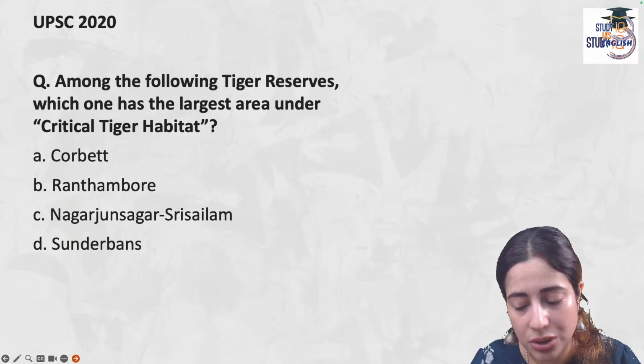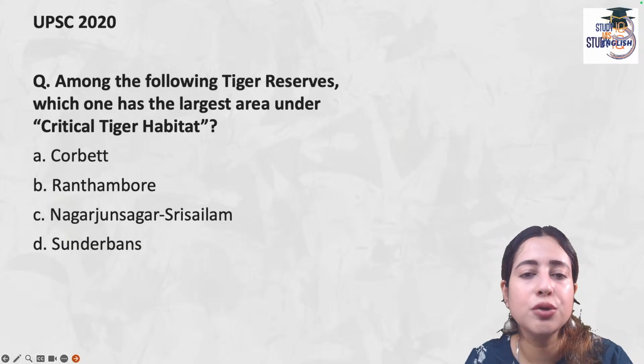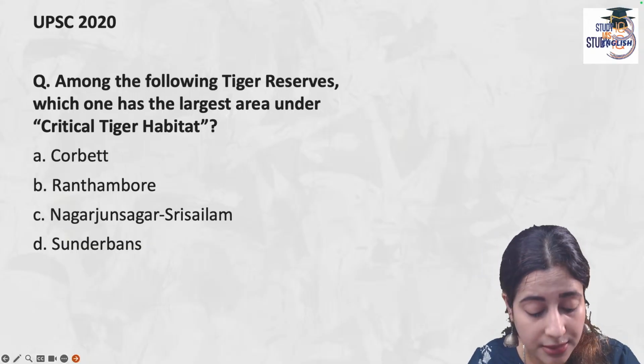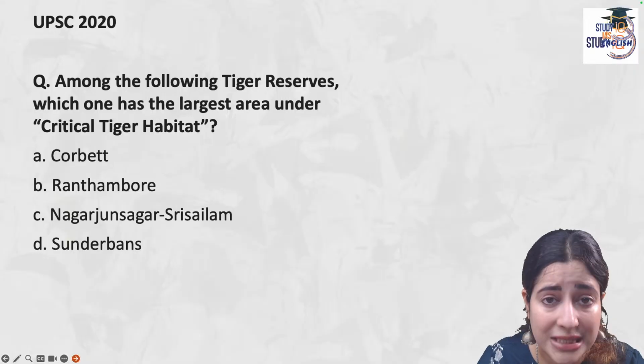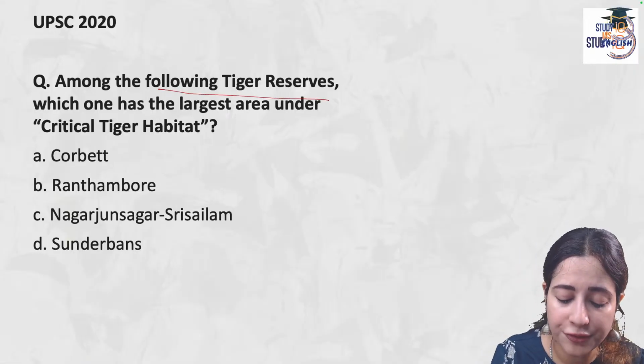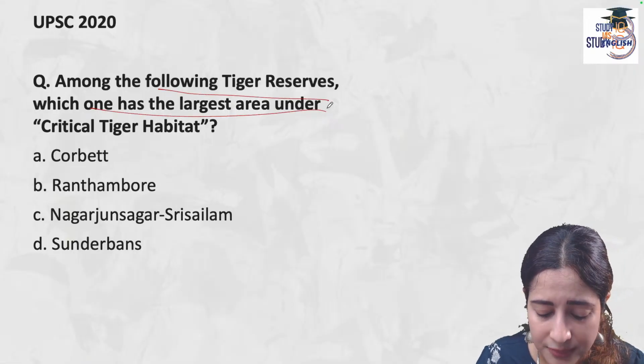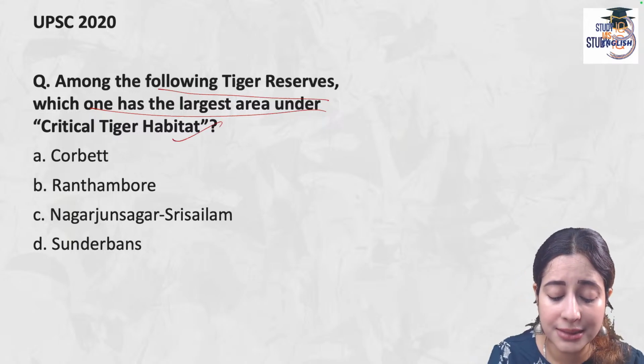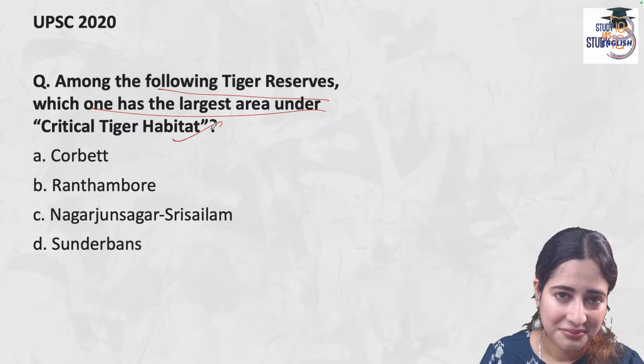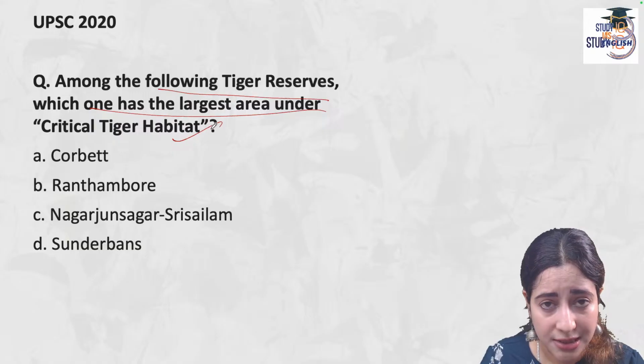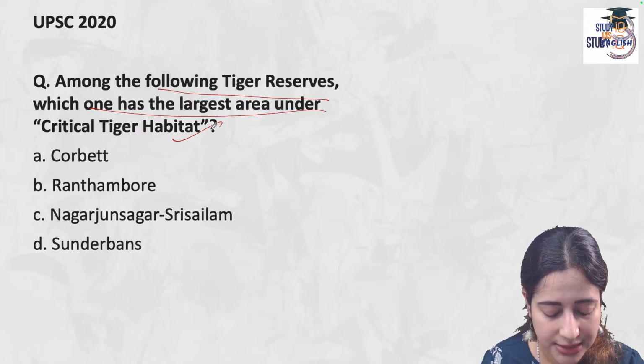So with this, my last question to you for this session as we end now is from UPSC 2020. It says, which among the following tiger reserves has the largest area under critical tiger habitat? A. Corbett? B. Ranthambore? C. Nagarjuna Sagar Srisailam? Or D. the Sundarbans?